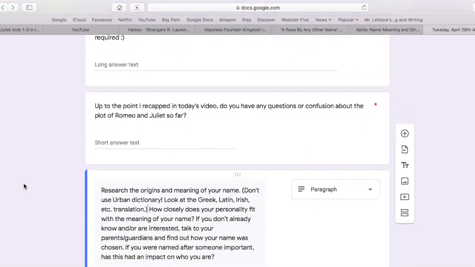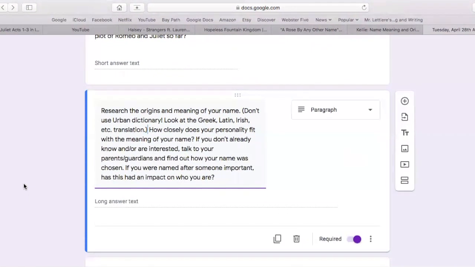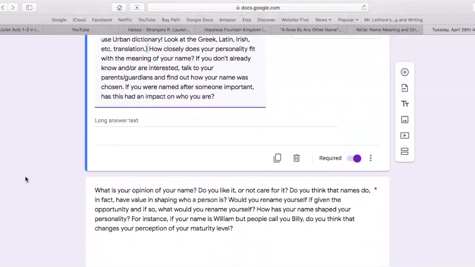Let me know. Finally, research the origins and meaning of your name. I recommend here don't use Urban Dictionary. Those are just people-made definitions of your name. They're not like the actual Greek, Latin, Irish, etc. translations. So look for kind of a reputable source here. How closely does your personality fit with the meaning of your name? If you don't already know or are interested, talk to your parents or guardians, find out how your name was chosen. Write a nice paragraph here.